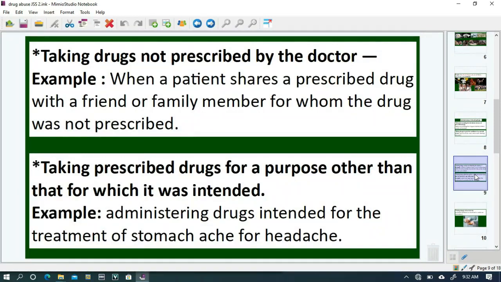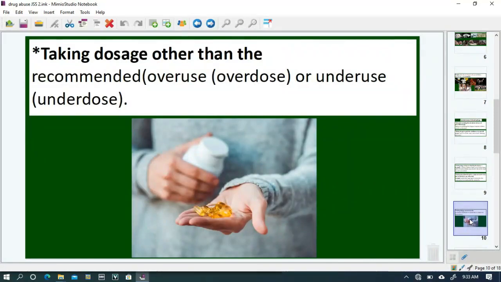3. Taking drugs not prescribed by a medical doctor. Example: when a patient shares a prescribed drug with a friend or family member for whom the drug was not prescribed. 4. Taking prescribed drugs for a purpose other than that for which they were intended. Example: administering drugs intended for the treatment of stomach ache for headache. 5. Taking a dosage other than the recommended dose, also known as overdose, or not taking the required dose, that's underdose.